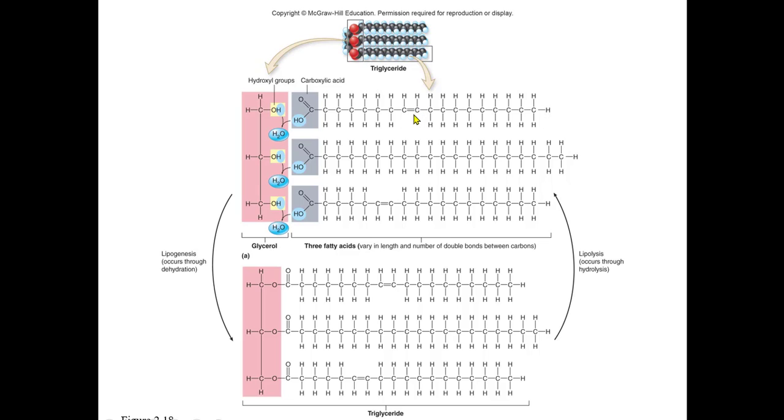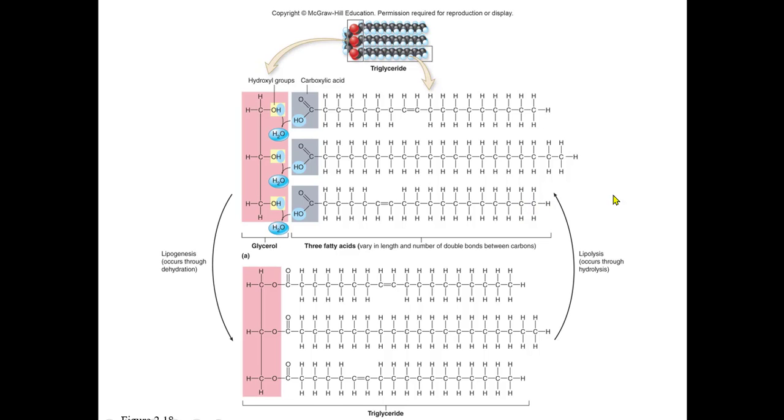Notice I have a double bond right there, which means that this one is unsaturated, whereas this one has only single bonds. Yep, they only had single bonds. So this one is saturated. And this one does have a double bond. So this one is unsaturated.